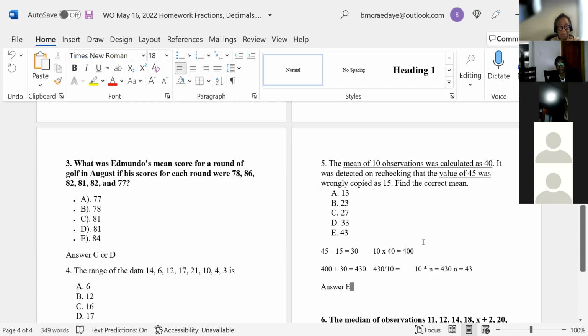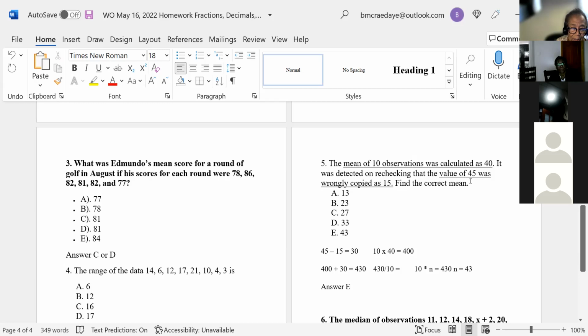Yes, but I just don't understand where the 30 comes from. Okay, rechecking, the value of 45 was wrongly copied as 15. So that means what? You left out 30 points. You left out 30 in your total by making this error.